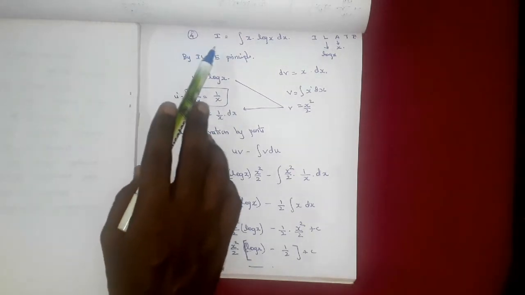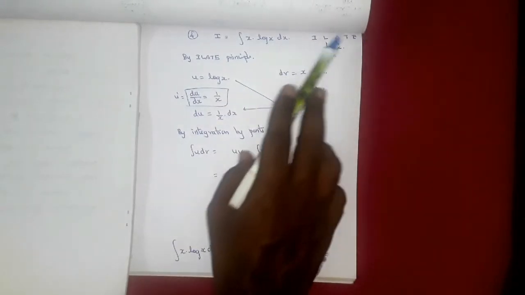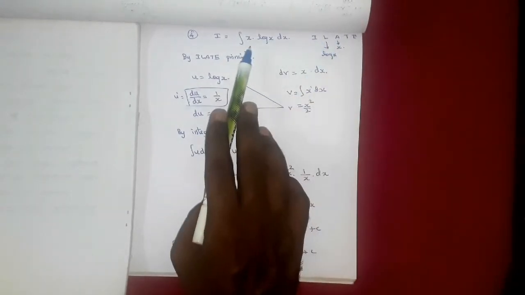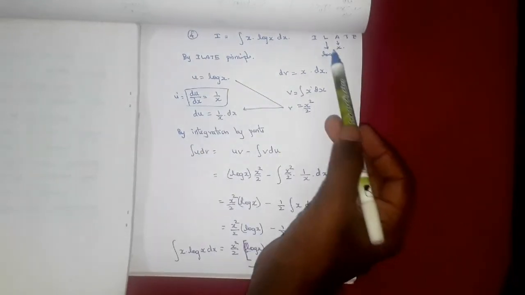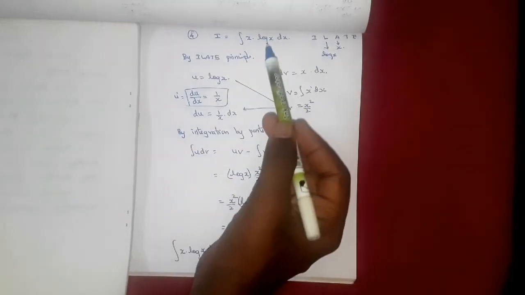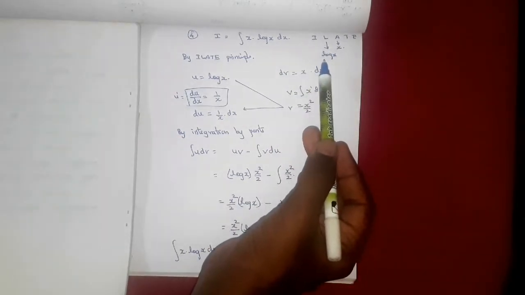Now we are going to see the same exercise, fourth sum. I equal to integral x into log x dx. So write the word ILATE. Here we have two functions, x and log x. x is an algebraic function, so below A I am writing x. And log x is a logarithmic function, so below L we are writing log x.